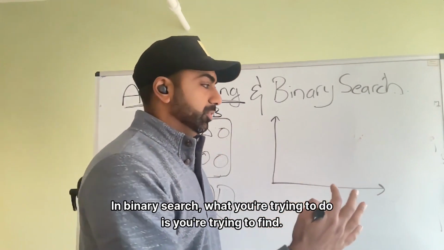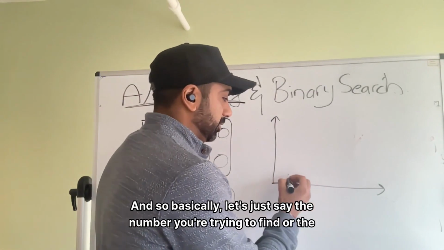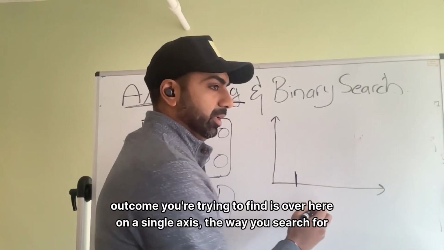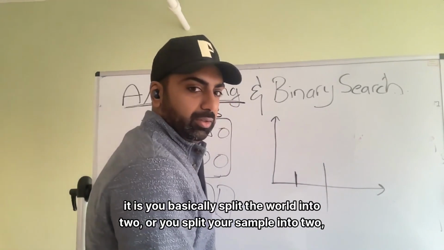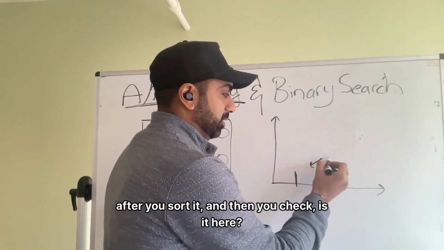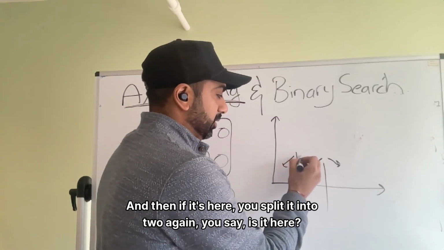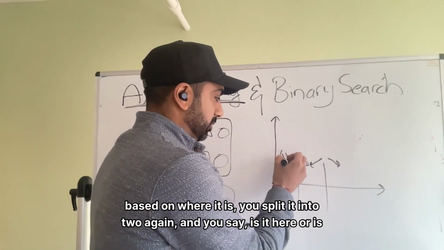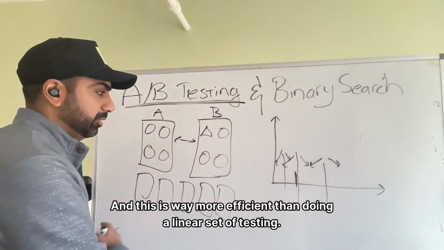In binary search, what you're trying to do is find a certain outcome. So let's just say the number you're trying to find, or the outcome you're trying to find, is over here on a single axis. The way you search for it is you split the world into two, or you split your sample into two after you sort it, and then you check, is it here or is it here? And then if it's here, you split it into two again. You say, is it here or is it here? And then based on where it is, you split it into two again and you say, is it here or is it here? And this is way more efficient than doing a linear set of testing.